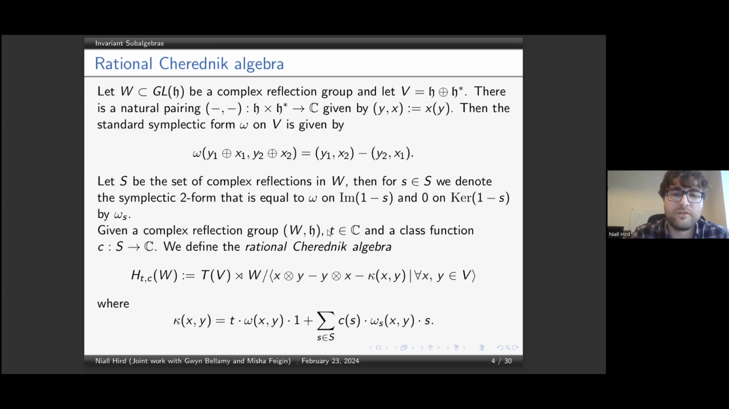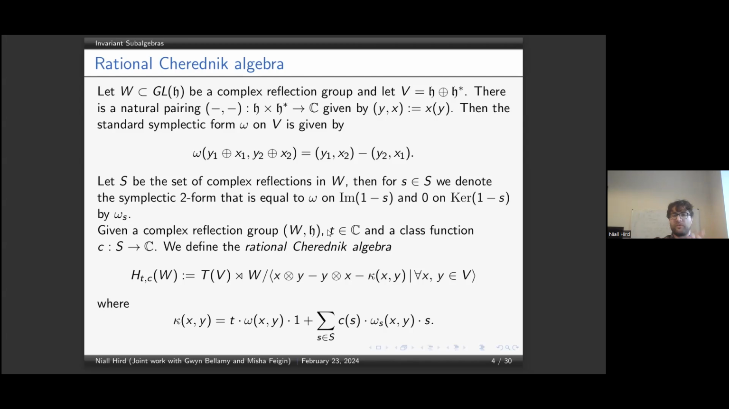And so we're almost there. We've also got some scalar term t inside the complex numbers, and c is some conjugacy class invariant function that goes from the complex reflections into the complex numbers. Then the rational Cherednik algebra for t and c is defined to be this quotient of the tensor algebra of V, semi-direct product with the group W, quotiented by this ideal here.